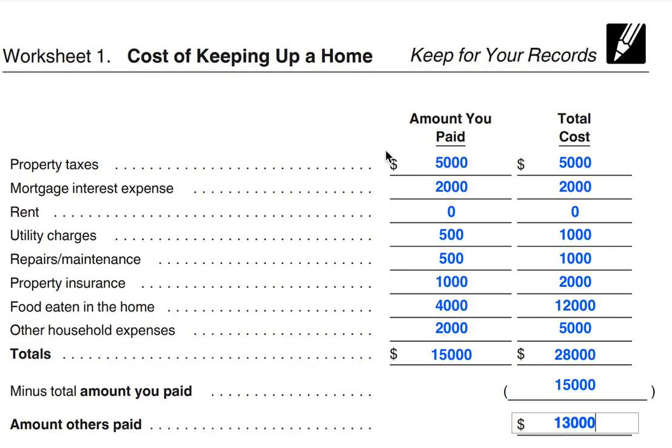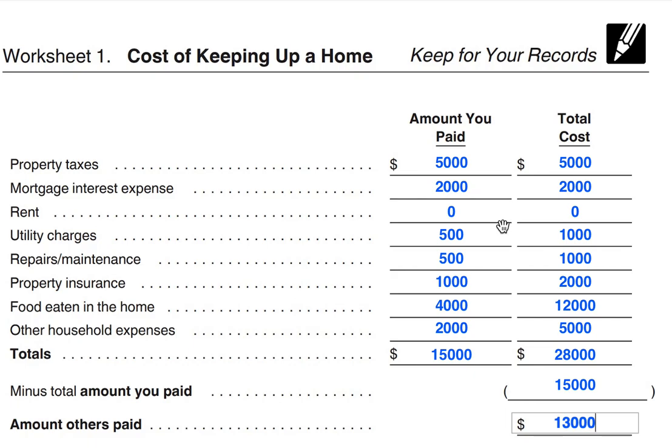So the form's straightforward. Basically, there are 2 columns for each of those categories. And in this hypothetical situation, John Doe, it looks like he's paid 100% of the property taxes, 100% of the mortgage. It looks like he pays half the utilities and someone else pays the other half, half of the repairs and maintenance, half of the property insurance, provides about 1/3 of the cost of the food eaten in the home, and then somehow they split some of the other household expenses.